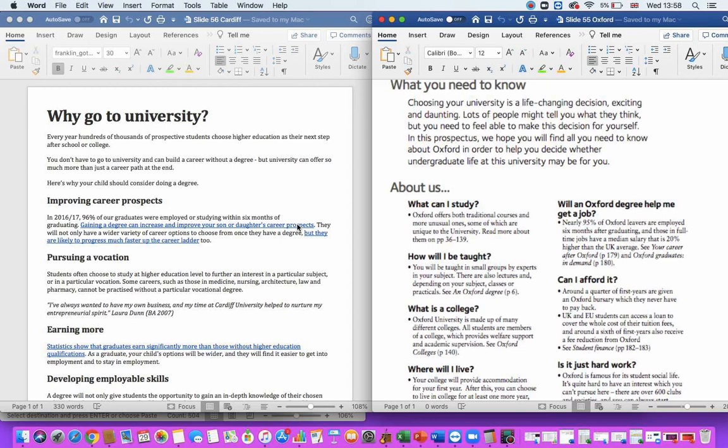So I might comment, Text A has a very positive outlook on attending university. It tells us that 96% of their graduates were employed or studying within 6 months, implying that going to university gives you great chances of securing a good job at the end of it. Something simple like that. It's just about going through each text and showing your understanding of them. Okay, so you're going to do it on text A and then text B.